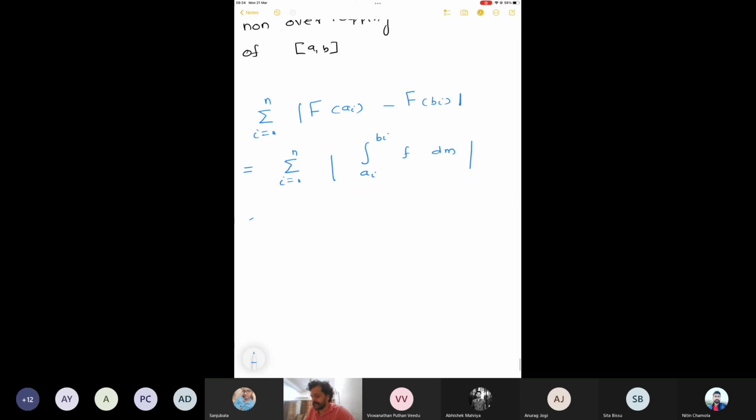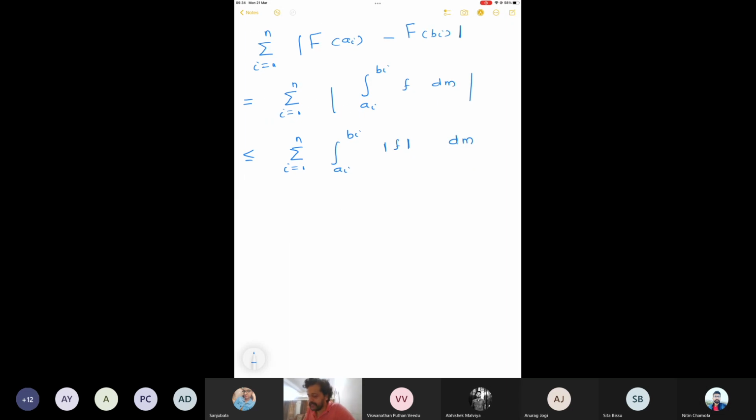This is less than or equal to, this is just calculation. So I will keep on writing the integral from a_i to b_i of mod f dm. Here I have used the fact that the modulus of the integral is less than or equal to the integral of the modulus. This I will write as the integral over A of mod f dm.